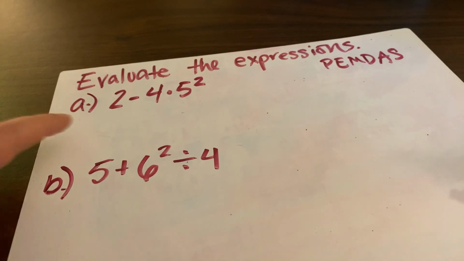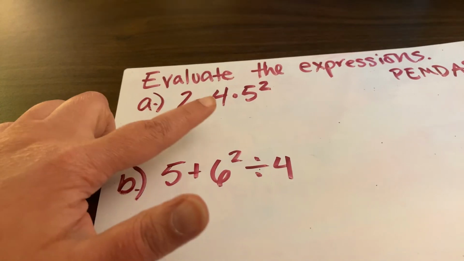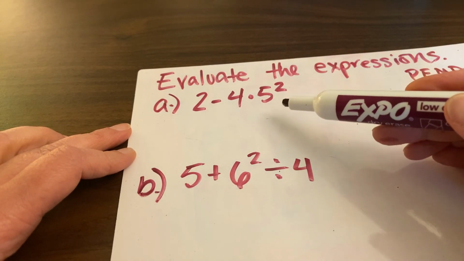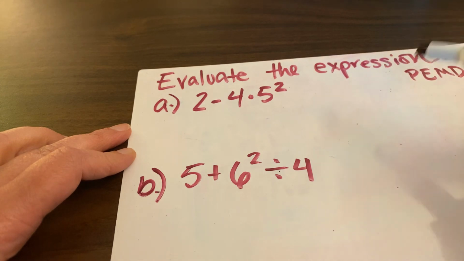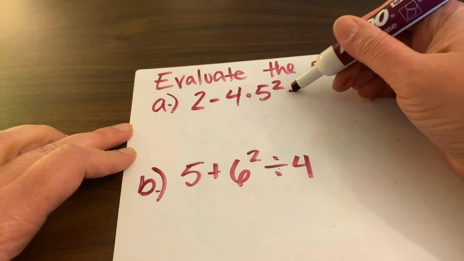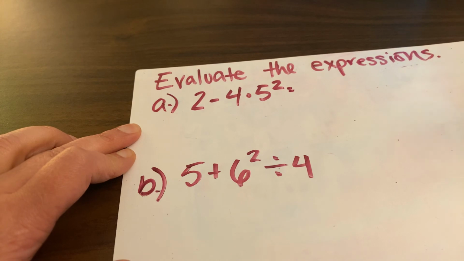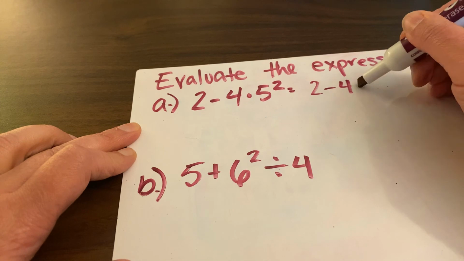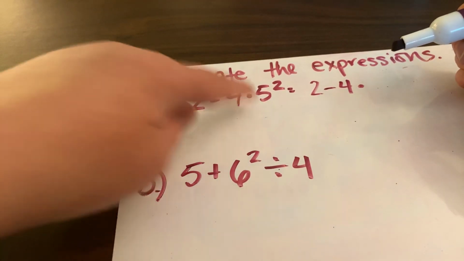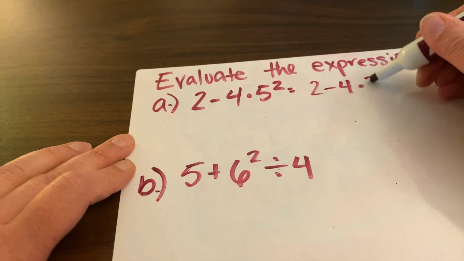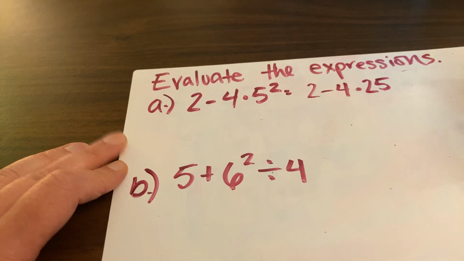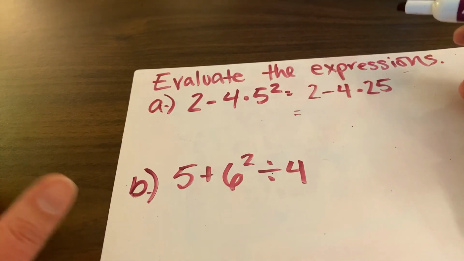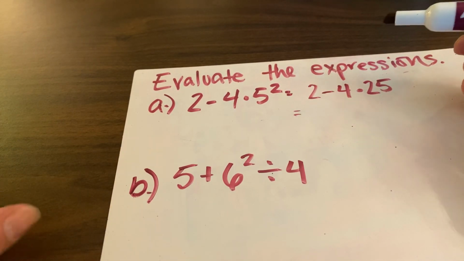So, if we're evaluating 2 minus 4 times 5 squared, are there any parentheses? No. Okay, exponents. Exponents are what we need to deal with next. So I'm going to erase the order of operations real quick. So it'd be 2 minus 4 times, what is 5 squared? 5 times 5 is 25.